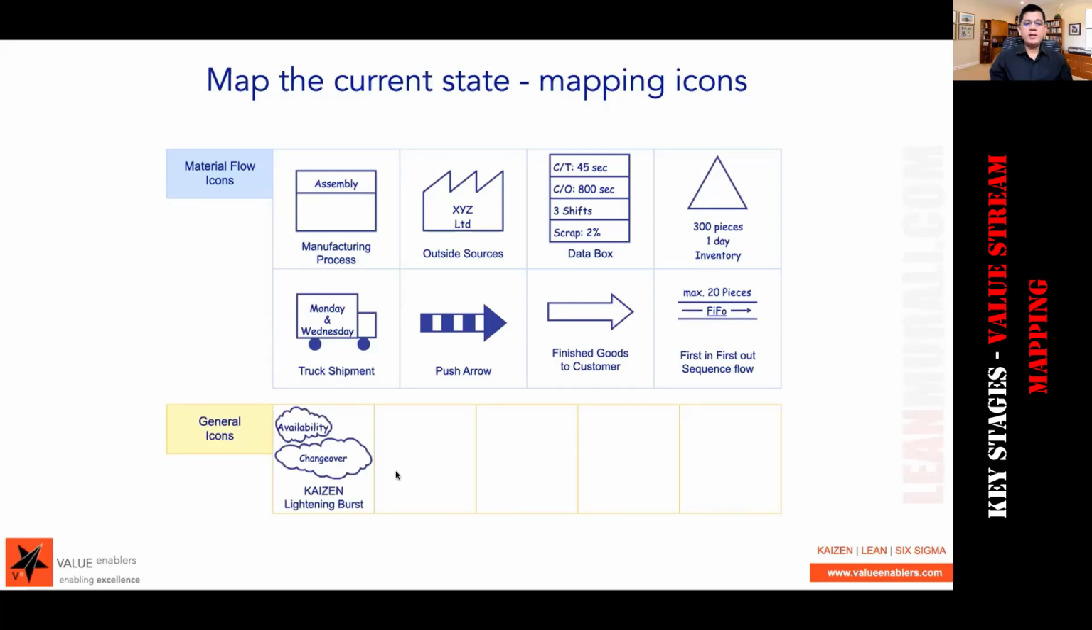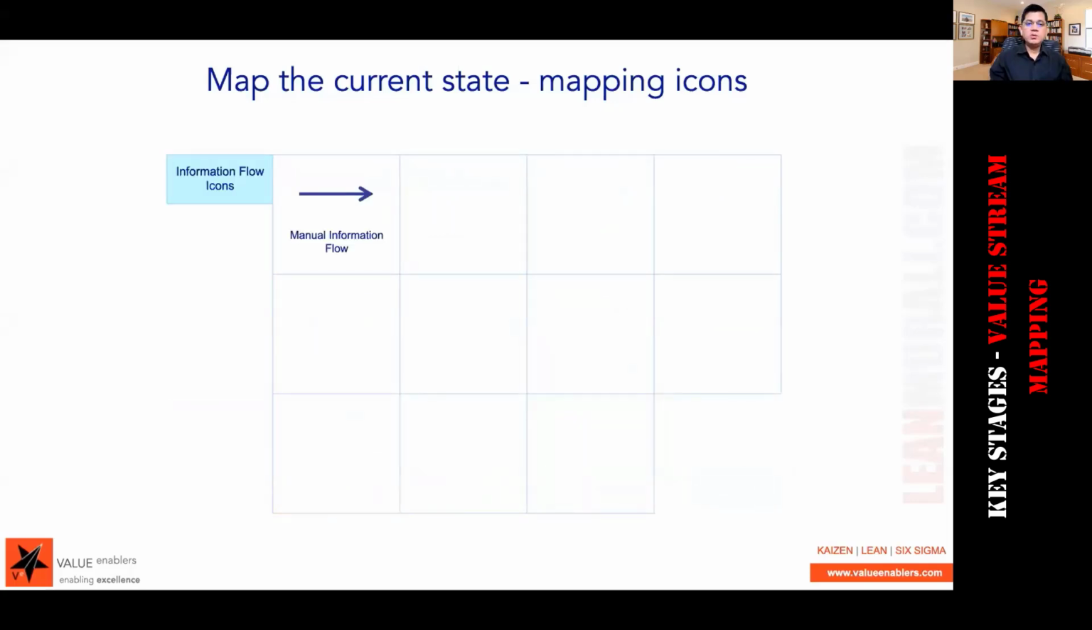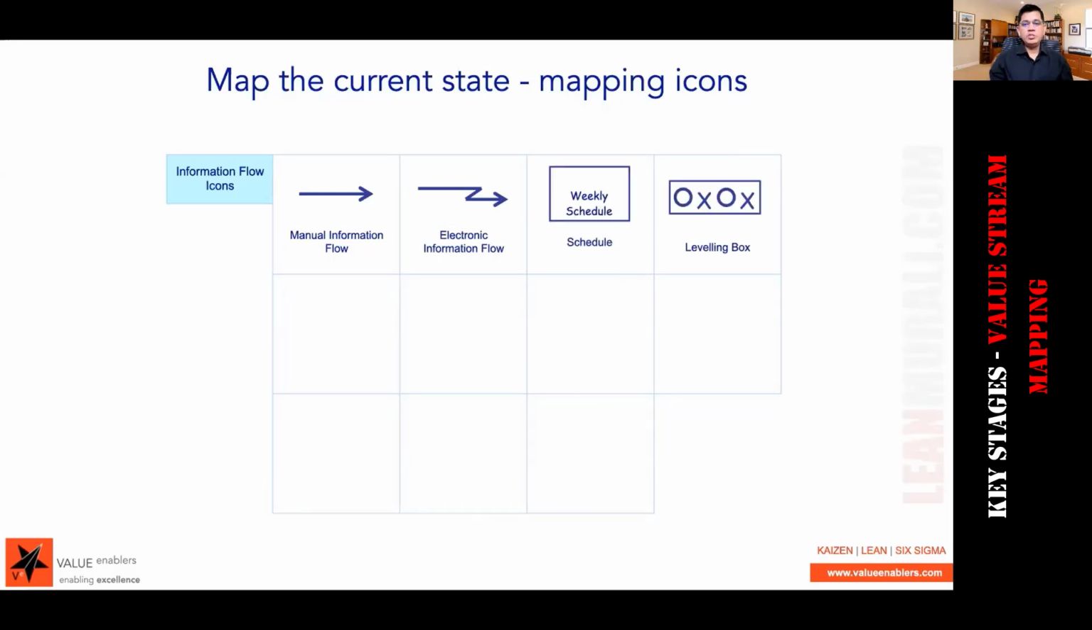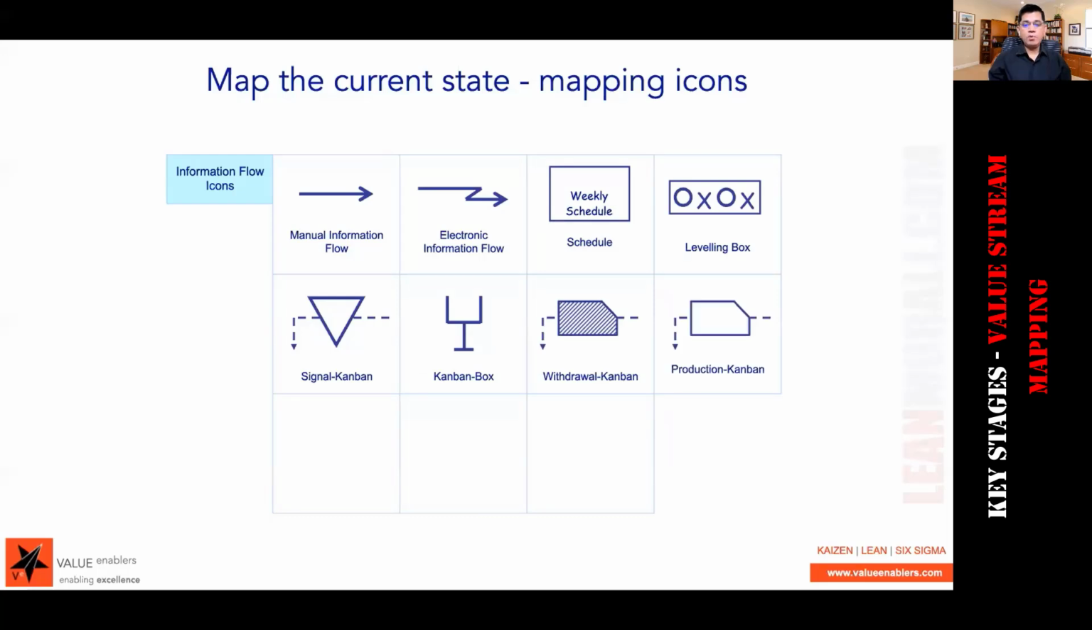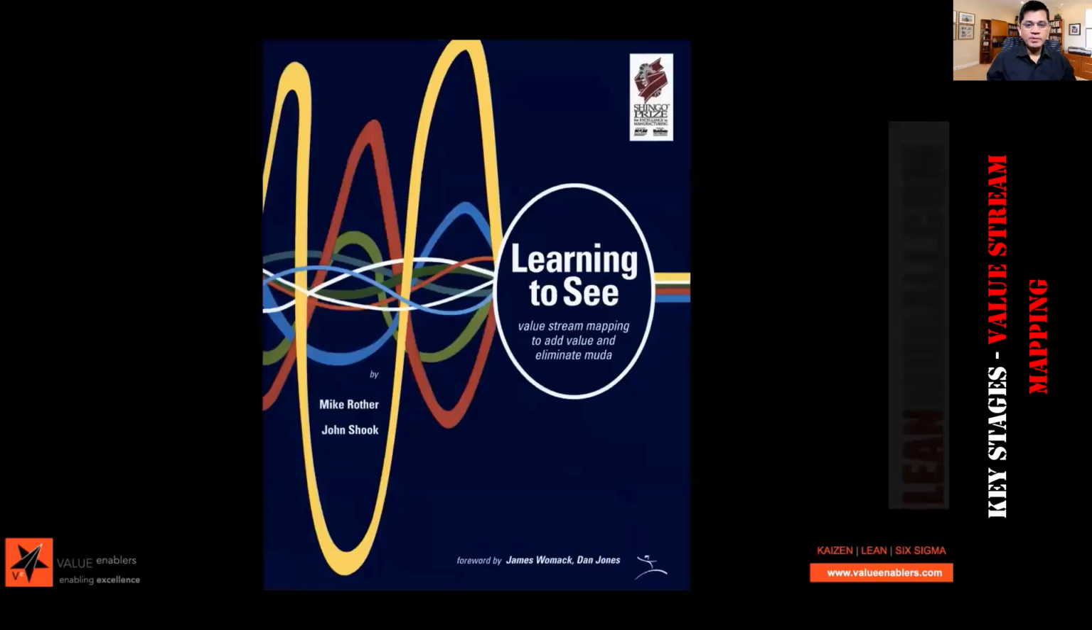General icons are there, like Kaizen burst, buffer stock, supermarket, withdrawals, operator symbols, and information flows. Manual flow is like this, whereas electronic flow is like a lightning arrow. Then weekly schedules, and the leveling box, we put a circle with a cross. We will talk about Heijunka later. Then there are different types of Kanbans. We'll explain what Kanban is: signal Kanban, Kanban box, withdraw Kanban, production Kanban, Kanban sequence, and all that, okay?